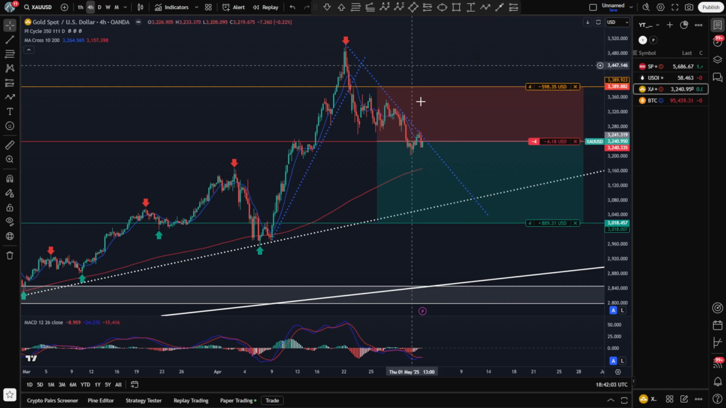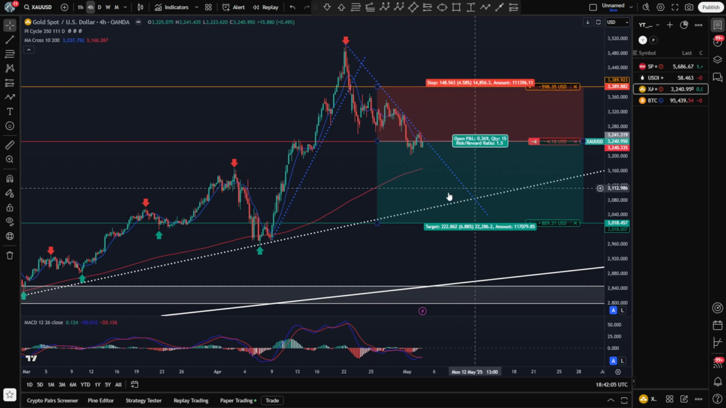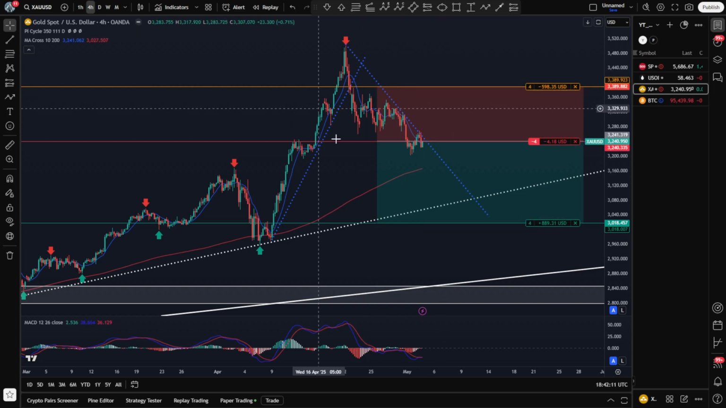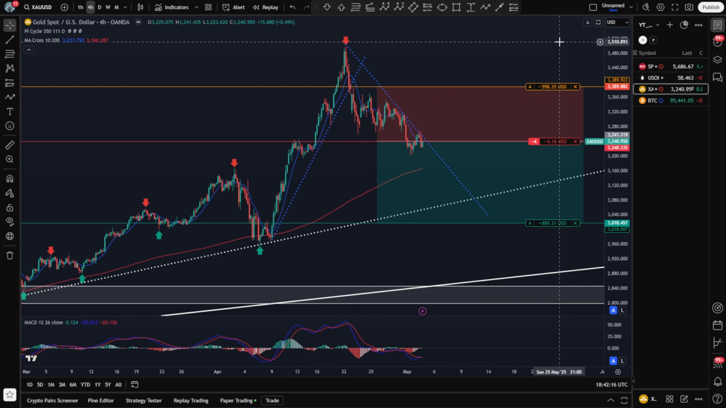But I think the more likely way is that we have to reset here because this move up was pretty fast. So we have to let some air out of this. That's it for gold. Short-term bearish, long-term bullish.